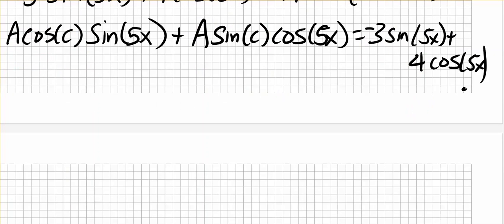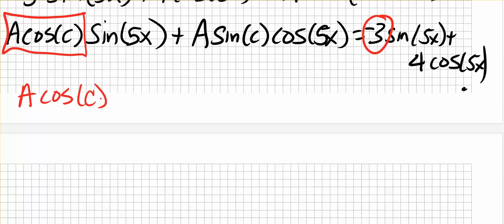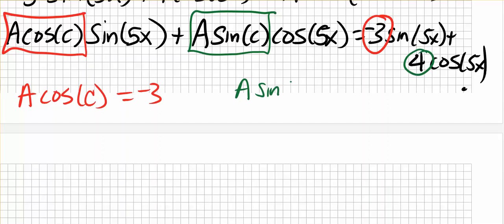Now we collect the things that have to be the same. We have a sine of c times cosine of 5x. A cosine c is our coefficient in front of the sine of 5x. So negative 3 is the coefficient in front of our sine of 5x, which means that a cosine of c has to equal negative 3. In front of our cosine term, we have a sine of c. And on the right-hand side, we have 4. So that means a sine of c has to equal 4.